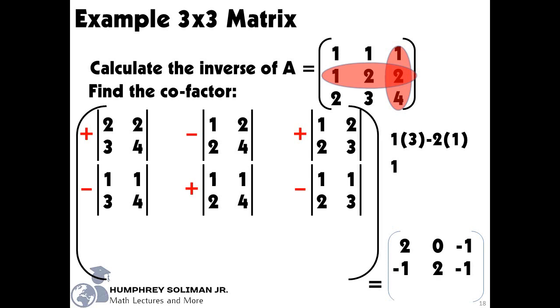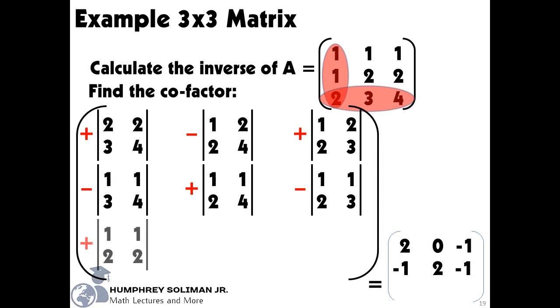For the seventh element of the cofactor matrix, we have to find the determinant of the elements from this matrix. These are the elements which are not from the third row and first column of matrix A. The determinant is 0. So the seventh element is 0.